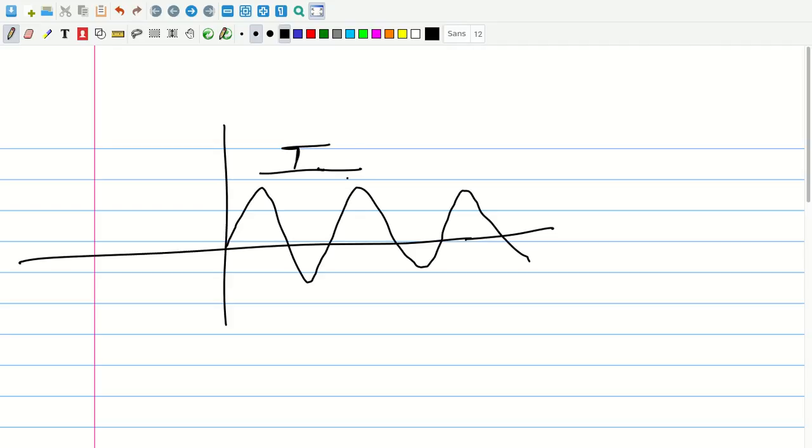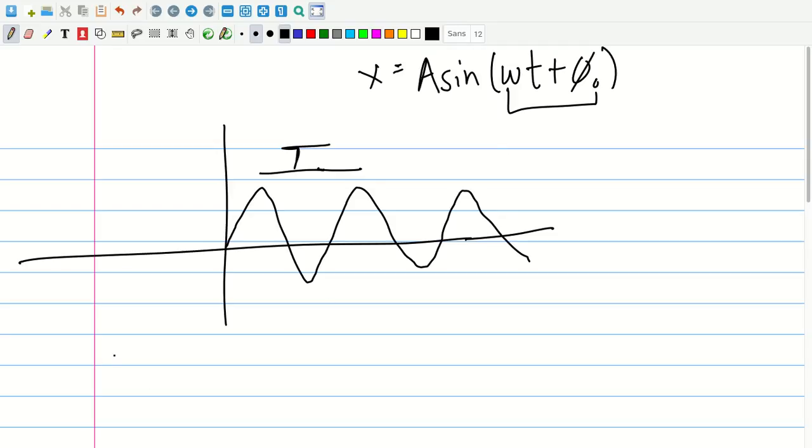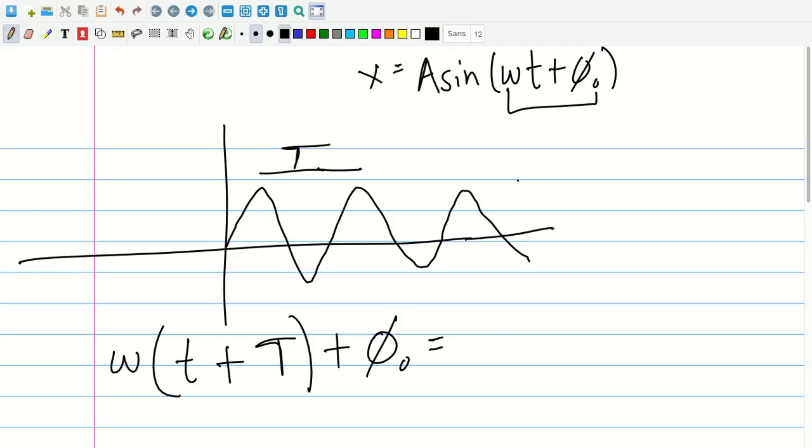So if we take that coordinate, we had x equals A sine of omega t plus phi 0. We've got an argument for sine, and what that means is if we go through a full cycle, then it's time t plus some period. But that should just equal the original argument plus 2 pi, because it's gone through a full cycle. Remember, 2 pi is 360 degrees.